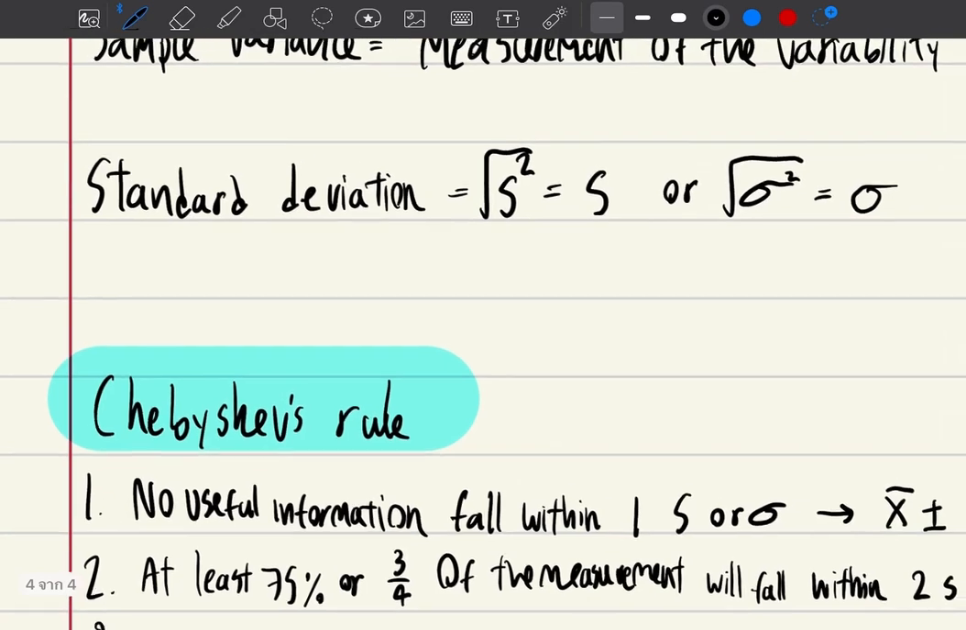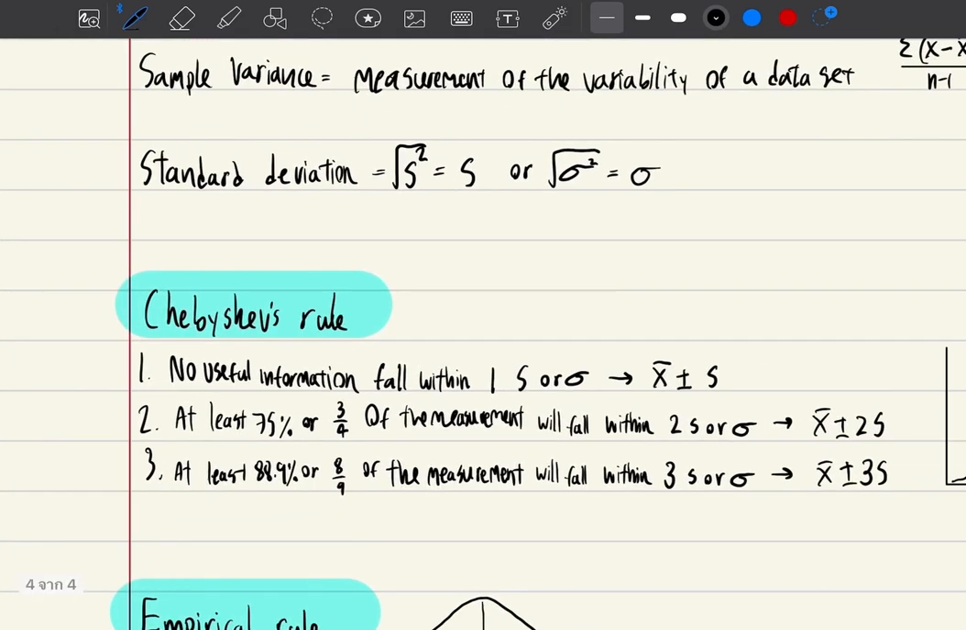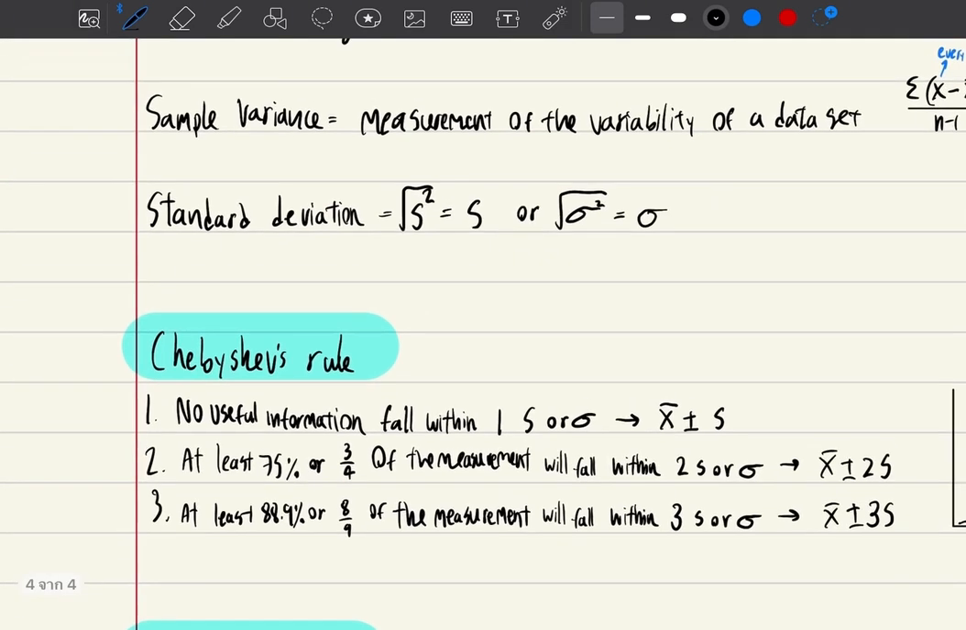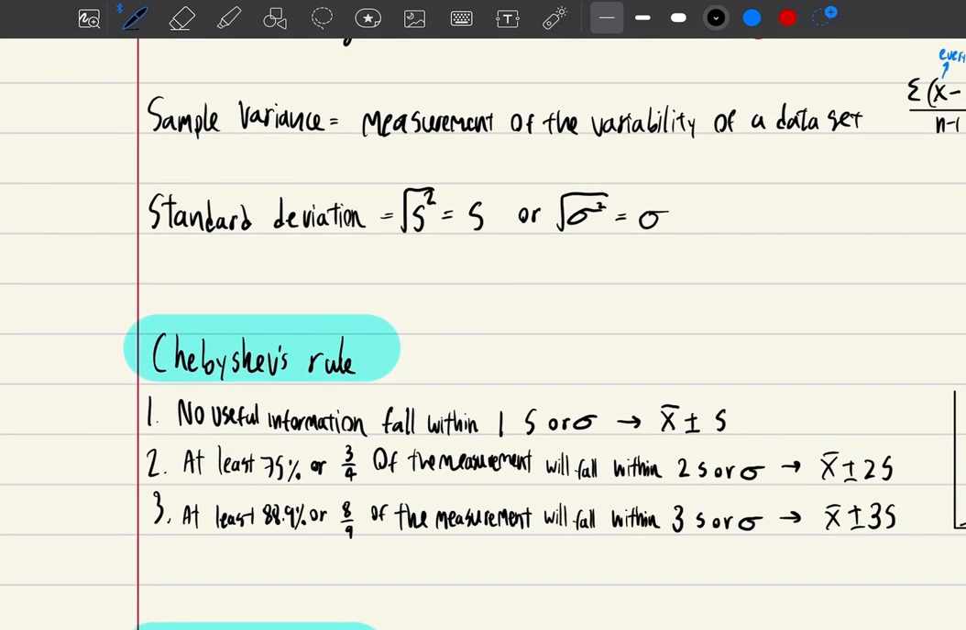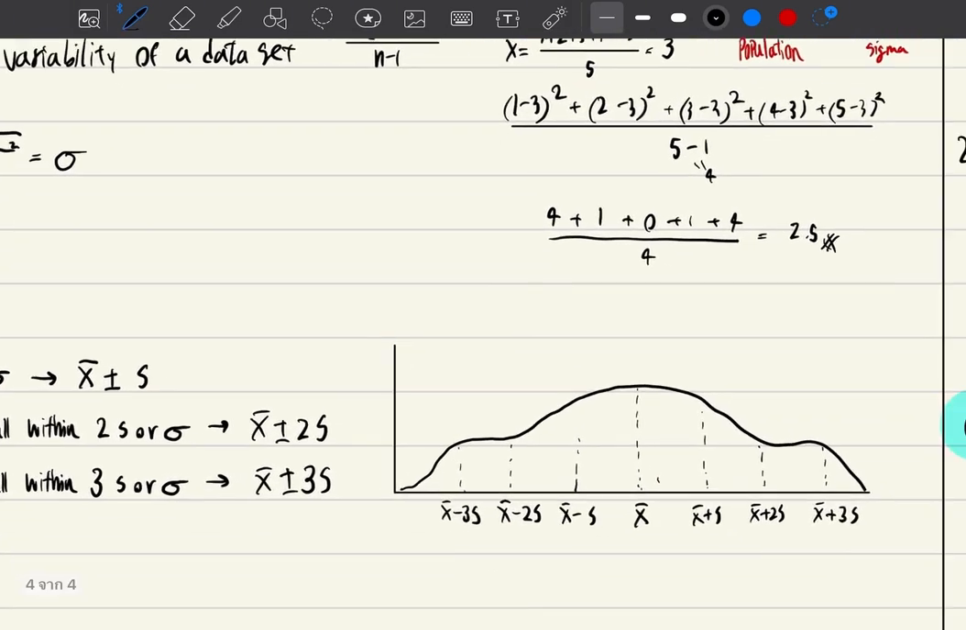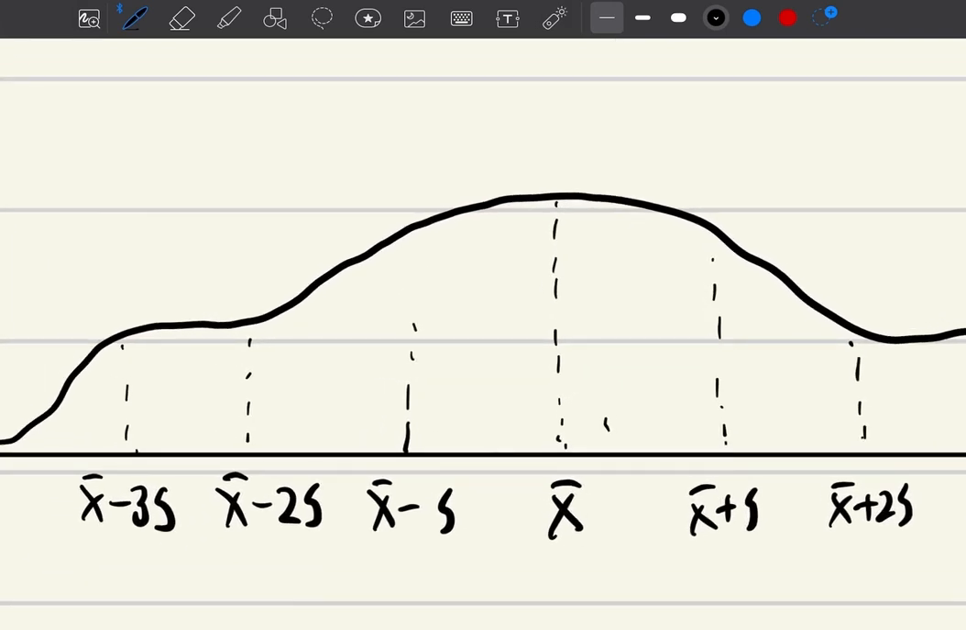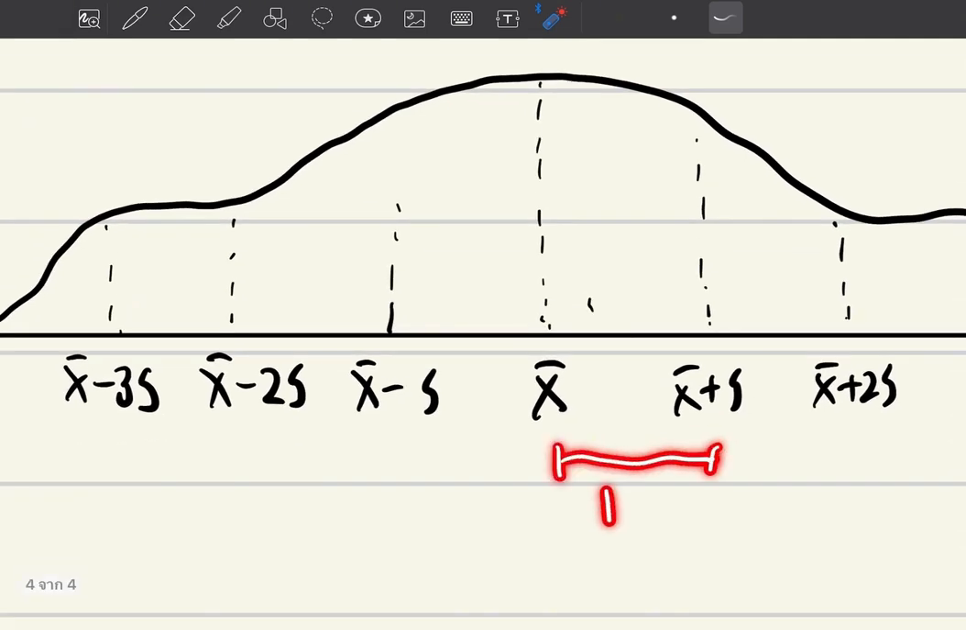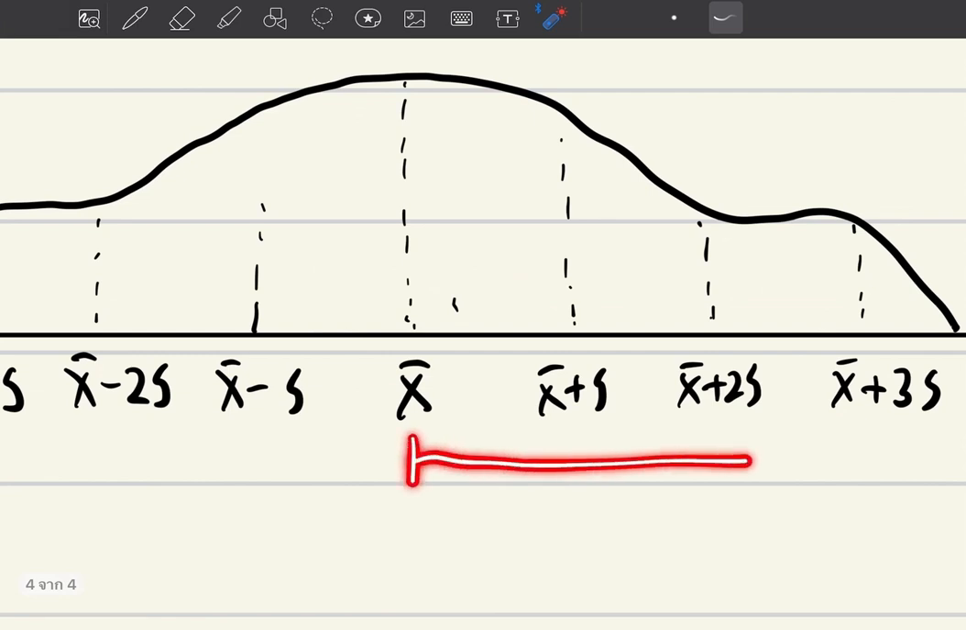Let's move to the next one, which is how to use the standard deviation and the mean to describe the data. We have to know first that the variability is to measure the distance between the given value and the mean in terms of standard deviation. For example, this graph over here. From here to here is one standard deviation. From here to here is two standard deviations. And from here to here is three standard deviations.